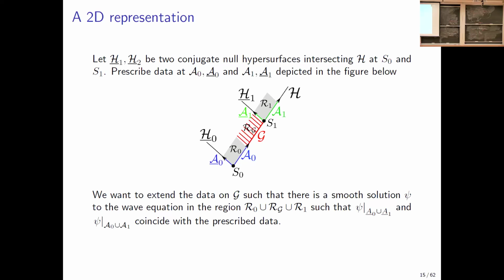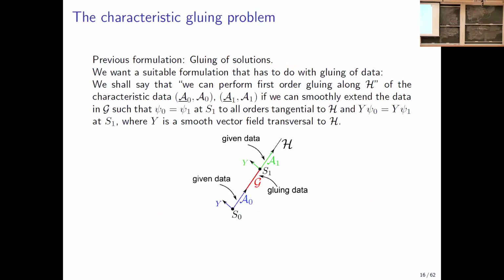Instead of doing that, we want to consider a version of this form where we're gluing data. But the data are not in the space-like direction. I want them to be in the null direction. That's why this is not a problem to consider, but this is a problem to consider.